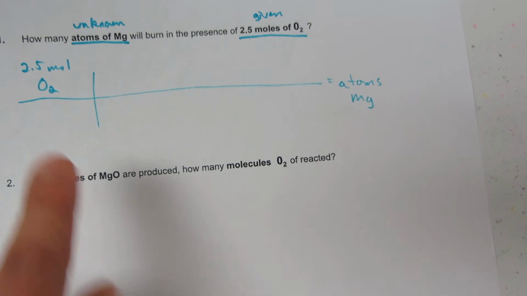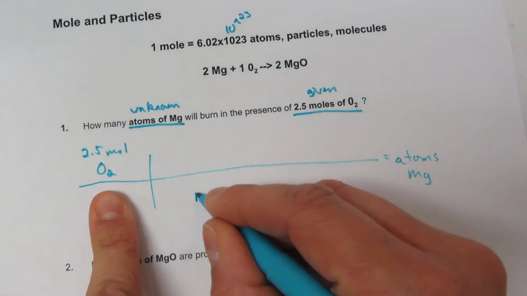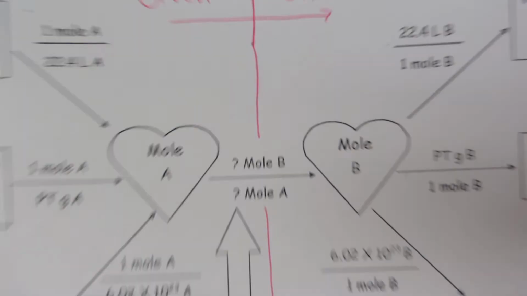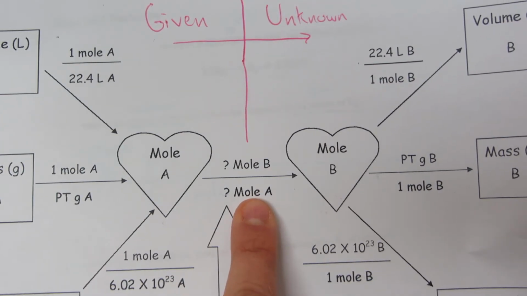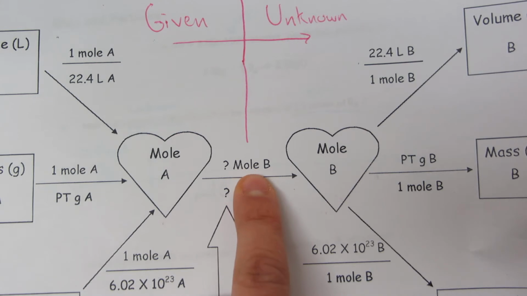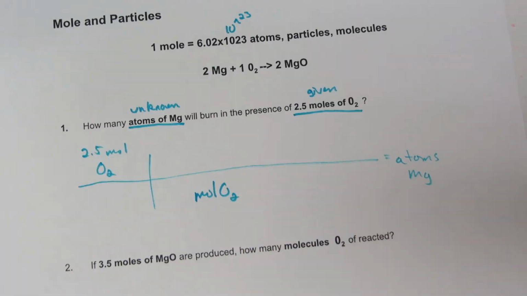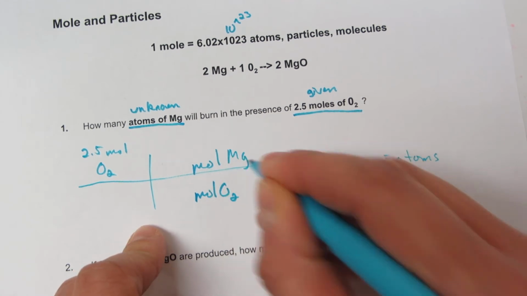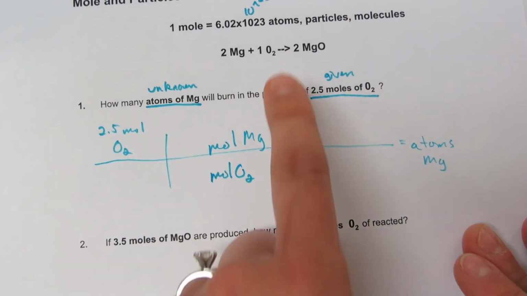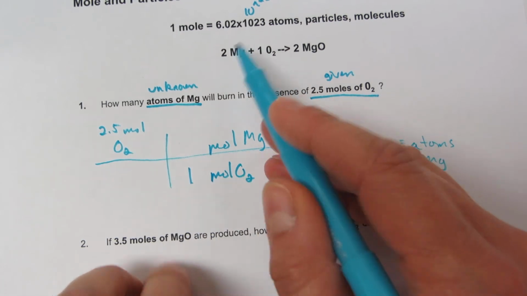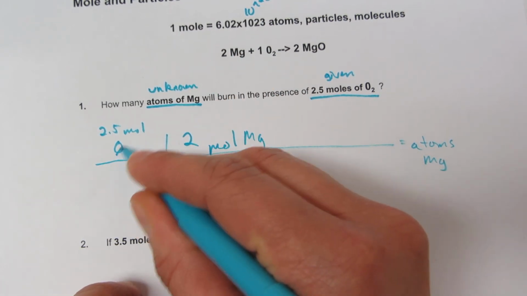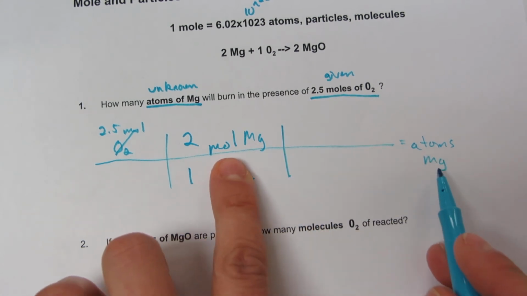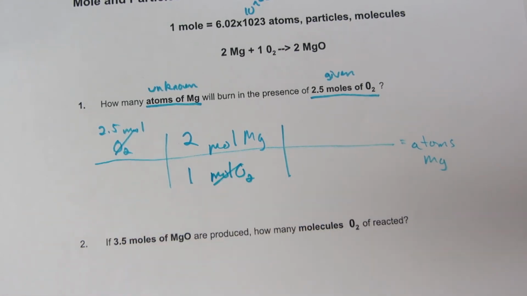Okay, so mole of O2 on top, we want to get rid of it and put mole of O2 on the bottom. This is the step, mole A is your starting substance, like oxygen, O2. So now we're going to go to mole B, what we're trying to get to, which in this case is magnesium. So mole of magnesium. So I'm going to look at the balanced equation. I see for every 1 mole of oxygen, I have 2 moles of magnesium.